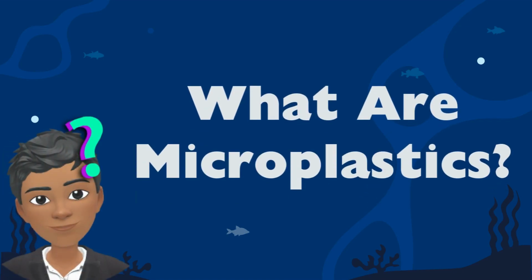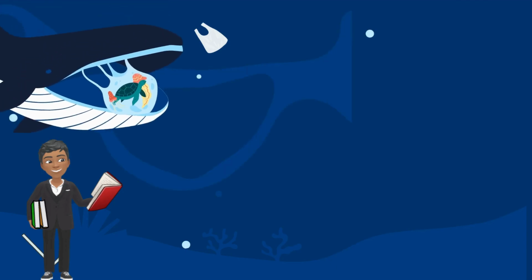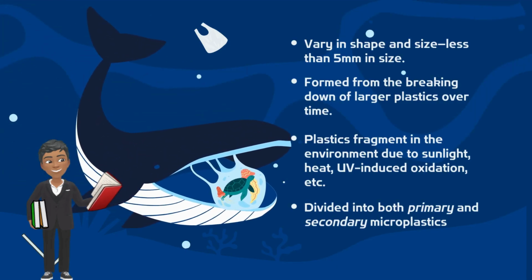So what are microplastics exactly? Microplastics are tiny plastic particles less than 5 millimeters in diameter. These particles originate from the breakdown of larger particles over time. This is because environmental factors, including UV-induced oxidation, sunlight, and heat, cause plastics to weaken and degrade over time, turning them into smaller pieces.